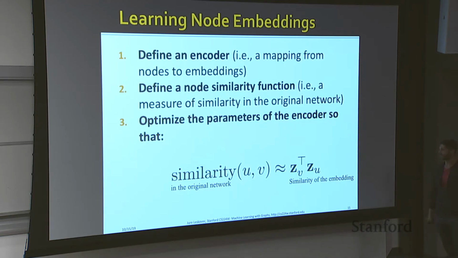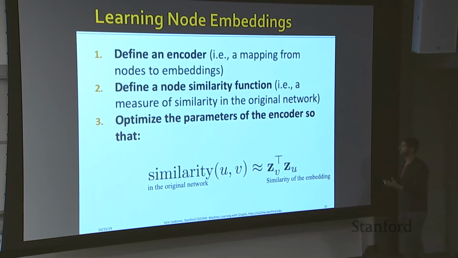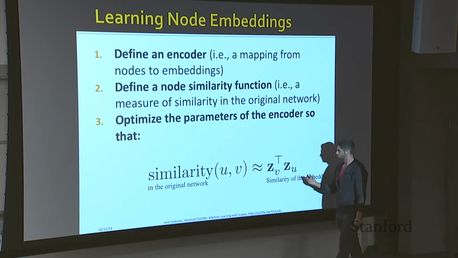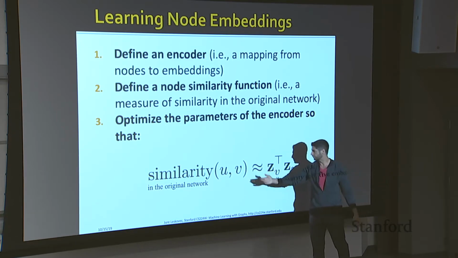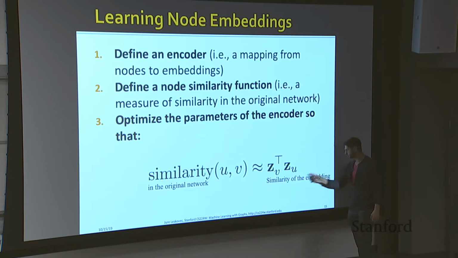So how do we now learn the full pipeline? As we said, first, we want to define an encoder. An encoder is the object that maps from the nodes to the embedding space, so from a node in the graph to a vector representation. Then we want to define our node similarity function, for instance, to measure similarity in the original network. And then at the end of the day, we want to optimize the parameters of our encoder in such a way that we get the best possible result for this equation, so that the similarity in the original network is as close as possible to the similarity of the embedding.